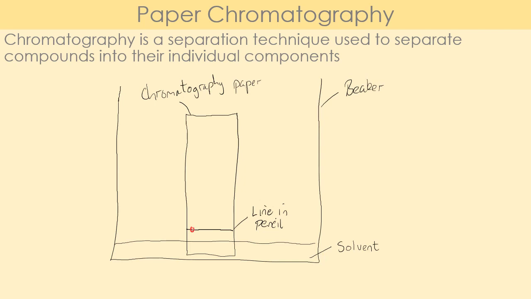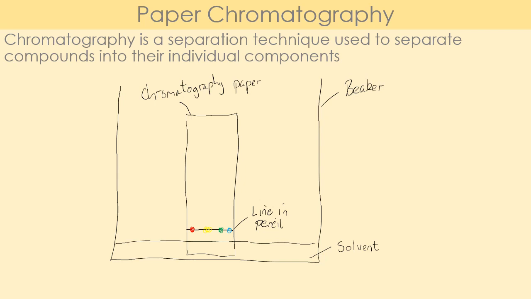We can then place our samples along the starting line. And we will see the solvent move up the paper. It will carry the specimens or the compounds with it and divide them up into different places along here depending on how soluble they are. The further it moves up, the more soluble something is.